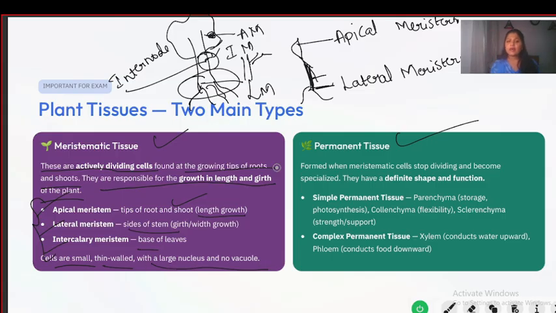Now permanent tissues. Sorry, before that, meristematic tissues. Again, we'll be learning complex permanent. Oh, sorry, it is here. Sometimes it goes out of my mind.